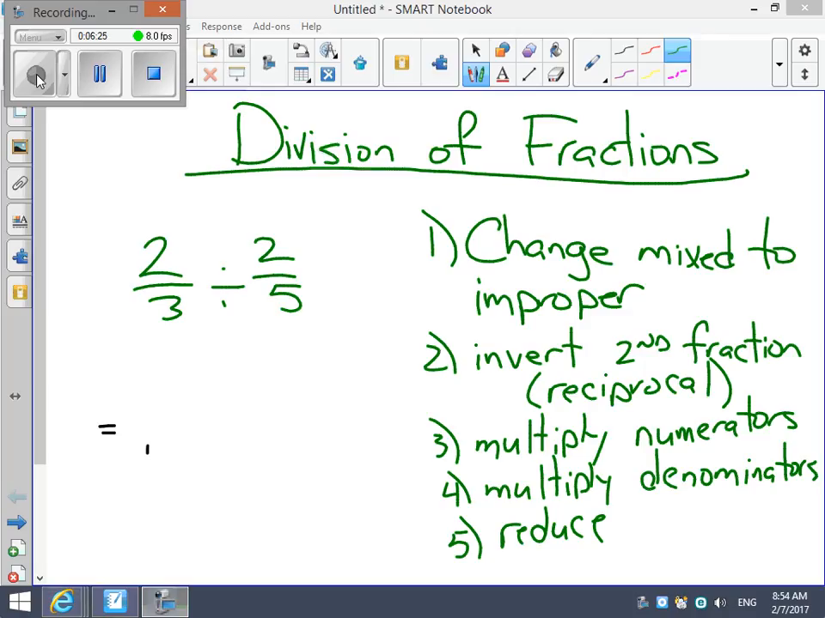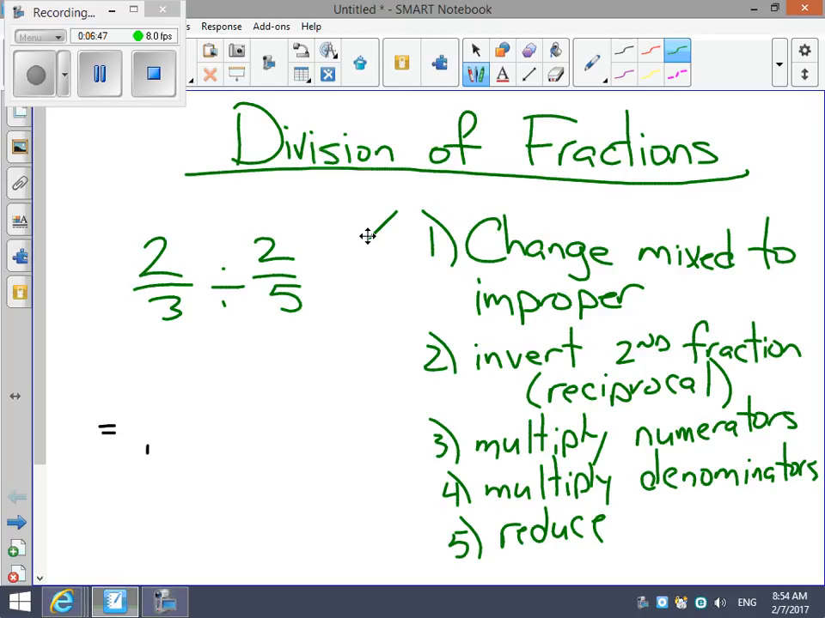All right, so now we're going to divide fractions. Dividing fractions is so incredibly similar to multiplying fractions, you'll lose your mind. Anyhow, if this is our question, 2/3 divided by 2/5, we'll start there, even though most questions in grade 8 will never not have a whole number in front of them. But we'll start here. The first thing is to change mixed to improper. We don't have any at the moment, so we can move past it.